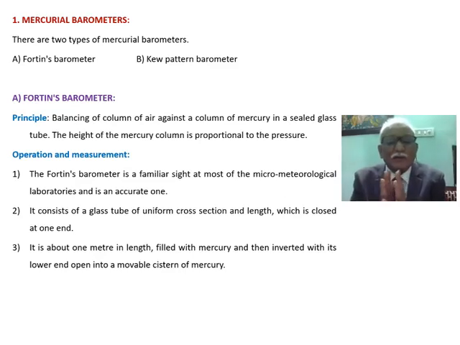Very simple. The Fortin barometer is a familiar sight at most micrometeorological laboratories. It consists of a glass tube of uniform cross section and length, which is closed at one end. It is about 1 meter in length, approximately 95 to 105 centimeters, filled with mercury and then inverted with its lower end open into the movable system. This is the most important part of this particular system.